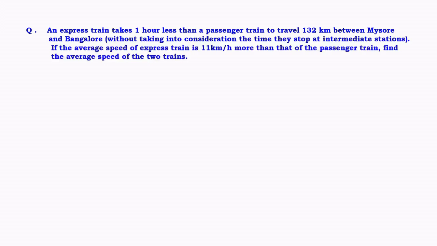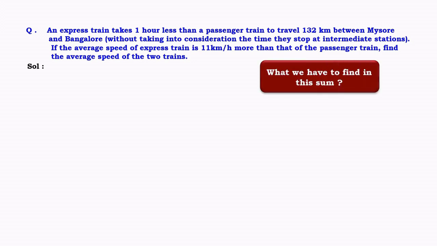Let's read the question carefully. An express train takes 1 hour less than a passenger train to travel 132 kilometers between Mysore and Bangalore, without taking into consideration the time they stop at intermediate stations. If the average speed of the express train is 11 kilometers per hour more than that of the passenger train, find the average speed of the two trains.